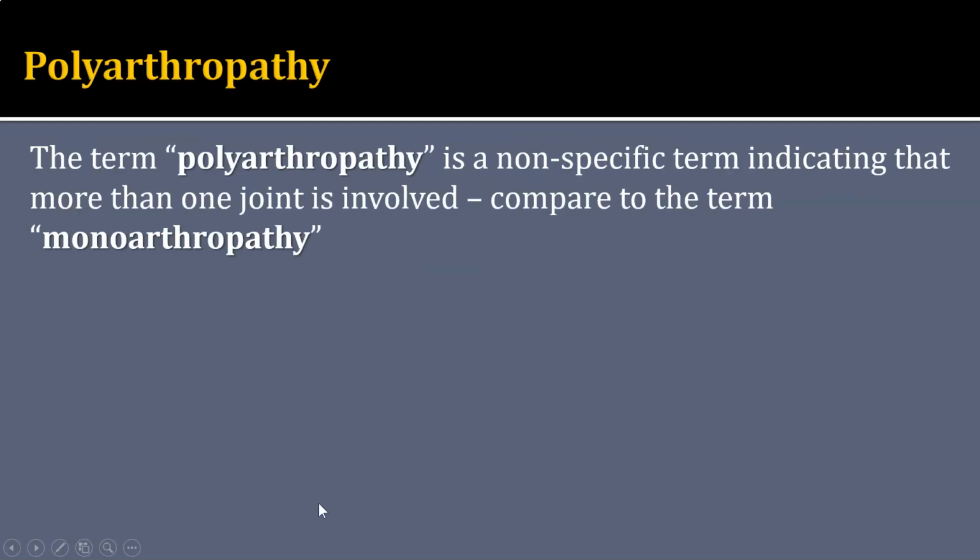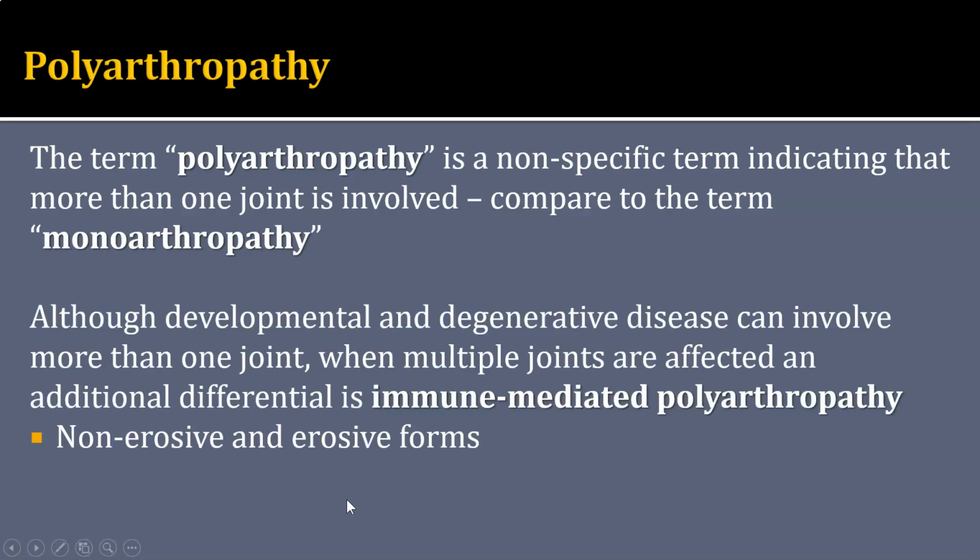The term polyarthropathy is a nonspecific term indicating that more than one joint is involved. If only one joint is involved, we can use the term monoarthropathy. And certainly in some of our prior discussions, we have learned about developmental and degenerative joint disease that can involve more than one joint. But when we do have multiple joints affected, an additional differential should be immune-mediated polyarthropathy.